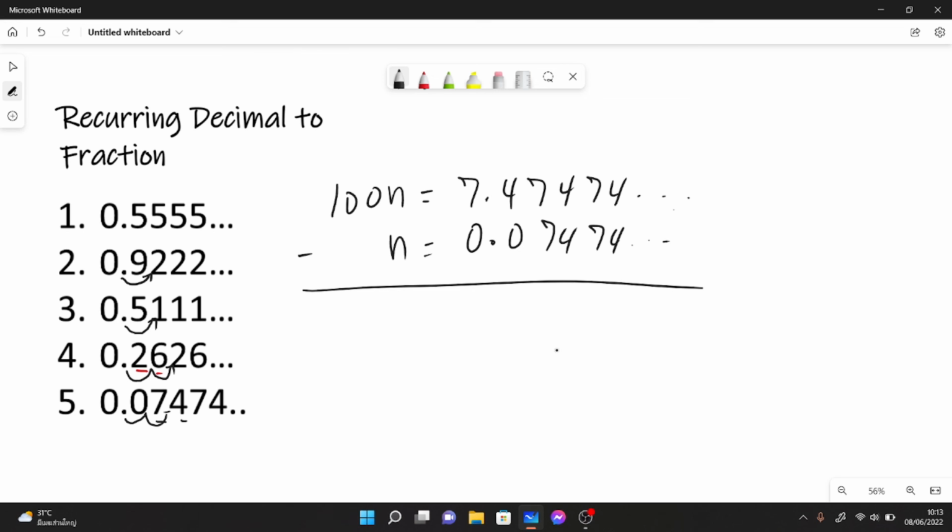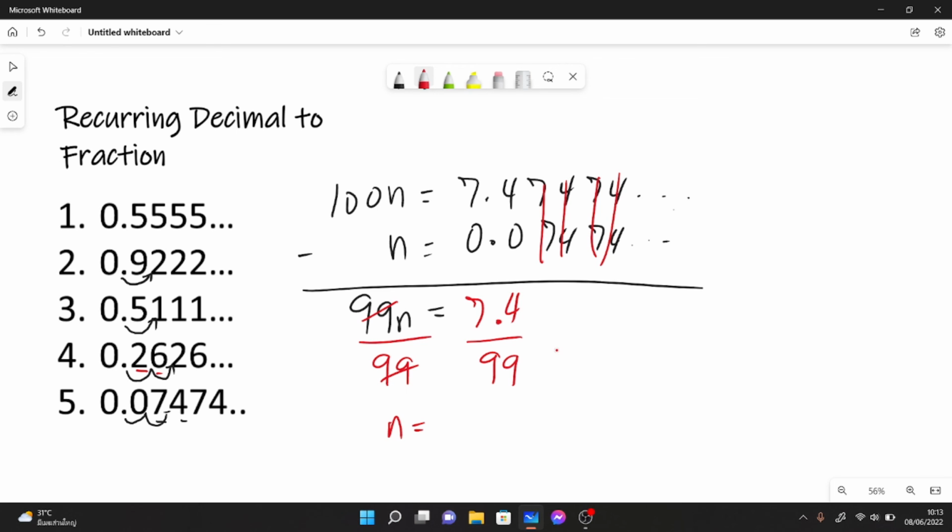Subtract. We have 99n equals 7.4, so 7.4 over 99, both sides. So n is equal to, multiplied by 10 over 10 so that we can remove the decimal point, 74 over 990. But again, it depends on your teacher. If your teacher is asking you to simplify it, then you must simplify it.